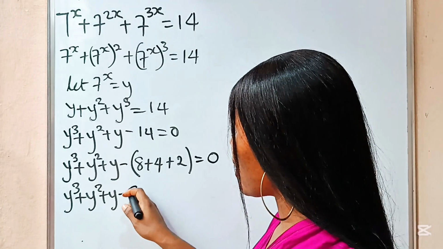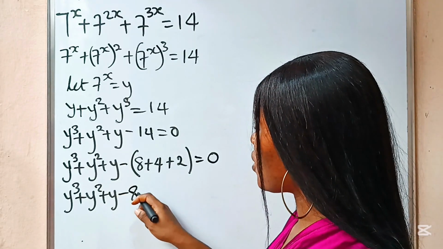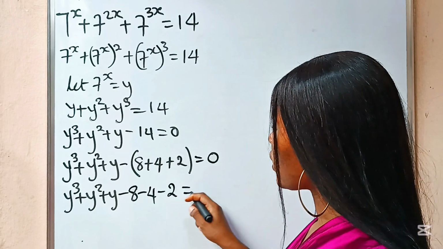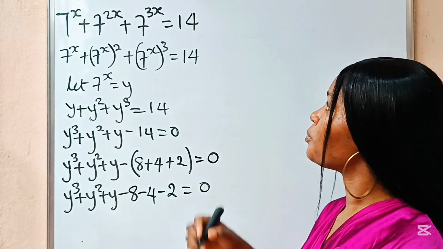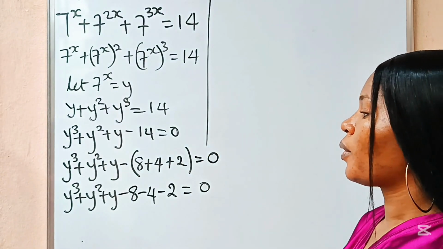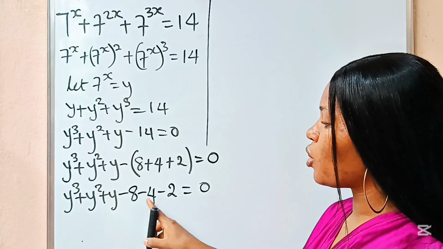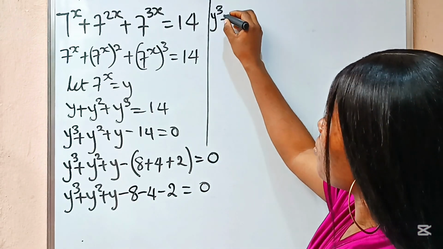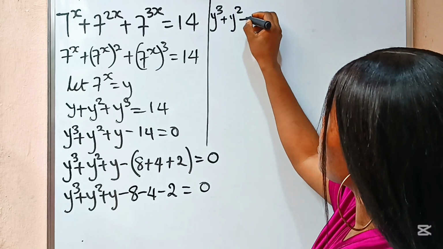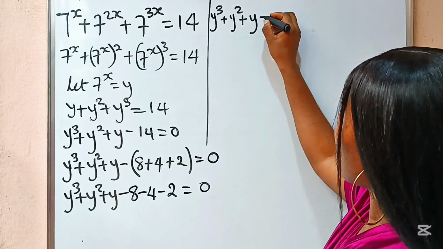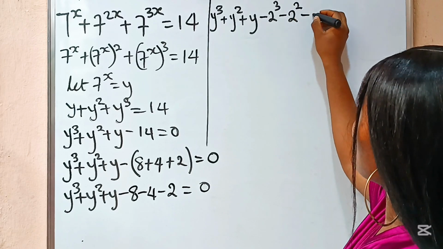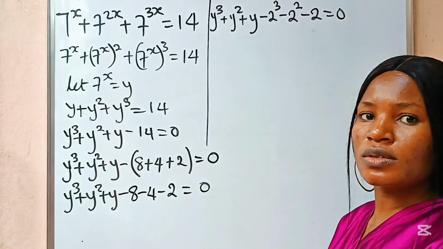So we're going to have minus 8. Minus times 4 is minus 4. And minus times plus 2 is minus 2, is equal to 0. Now, we can write them as cube, as square, all right? So we have y to the power of 3 plus y squared plus y minus 2 to the power of 3 minus 2 to the power of 2 minus 2 is equal to 0.